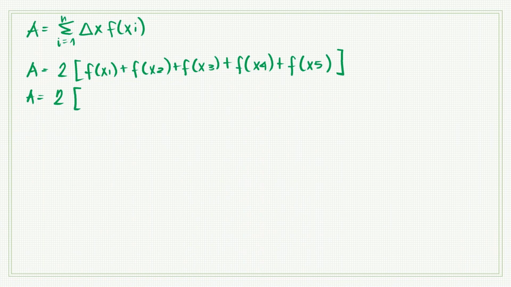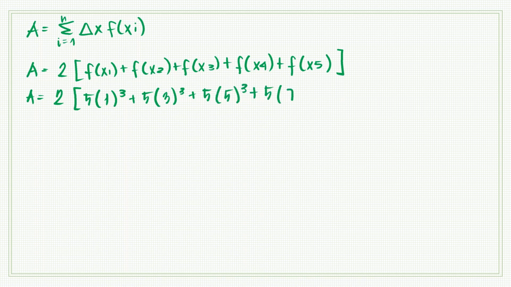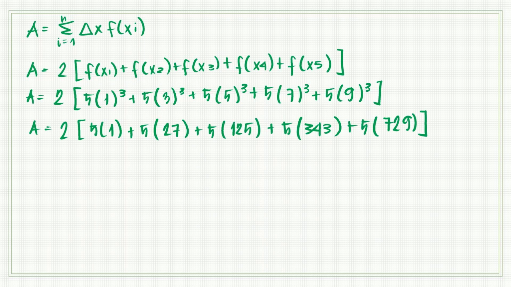So it will be 5 times 1 raised to 3 plus 5 times 3 raised to 3 plus 5 times 5 raised to 3 plus 5 times 7 raised to 3 plus 5 times 9 raised to 3. So now, we are going to apply the operations needed. So, 1 raised to 3 is 1 times 5 is equal to 5.